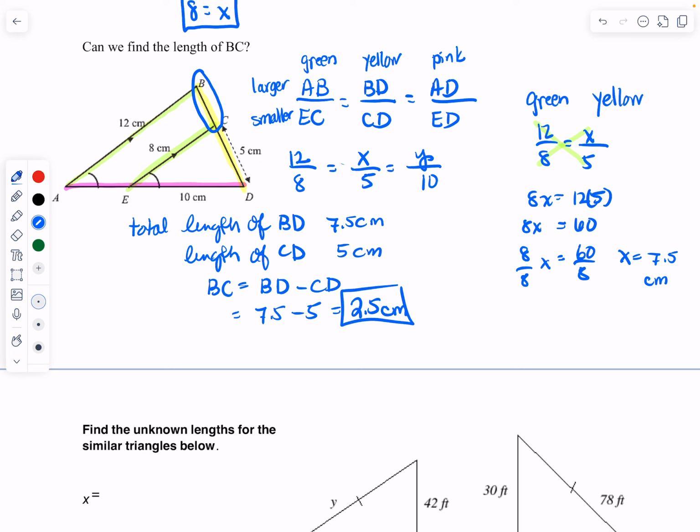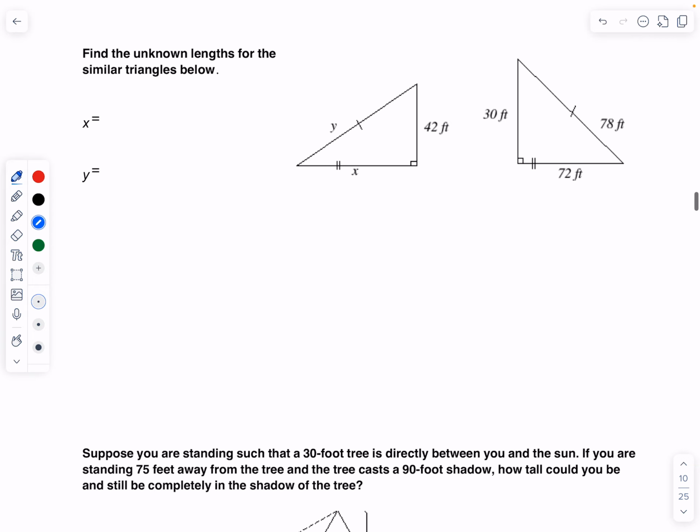And you will have a question like this on the test, just letting you know. All right, let's look at the next one. Find the unknown lengths of the similar triangles for x and y. Again, I'm going to color code stuff.